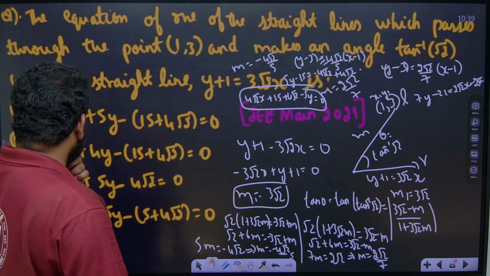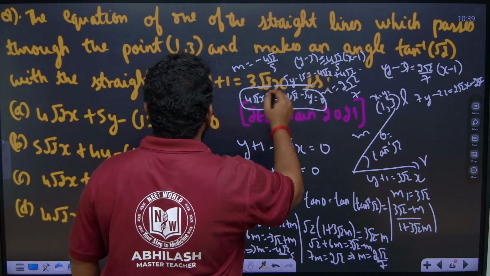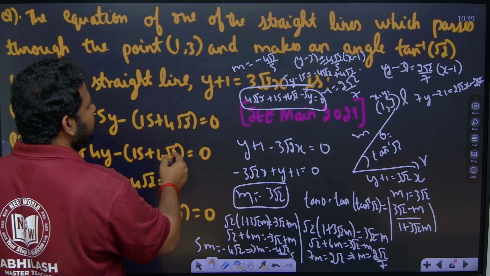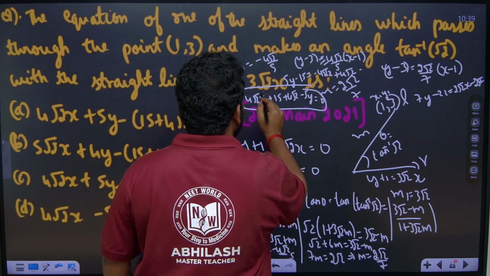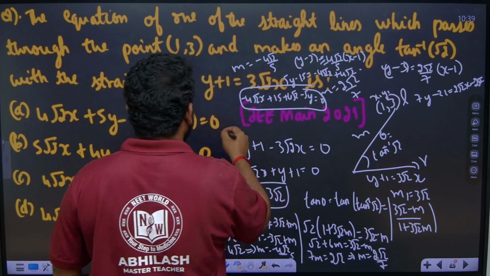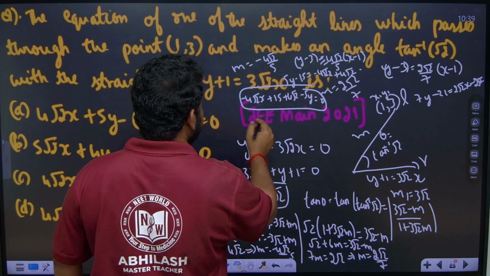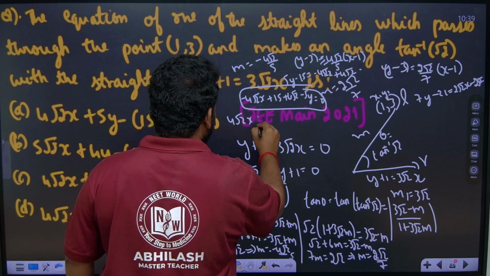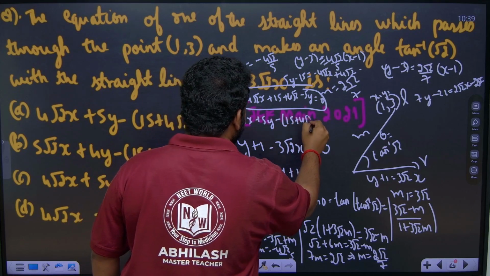Okay, so the answer is this one. 5 plus 4 root 2, where is 5 here? 5 times 3 is 15, and 15 is this one. So this will become minus 4 root 2 x, and this will become minus 5y. So if I make everything minus, this will become 4 root 2 x plus 5y minus 15 plus 4 root 2 is equal to 0.